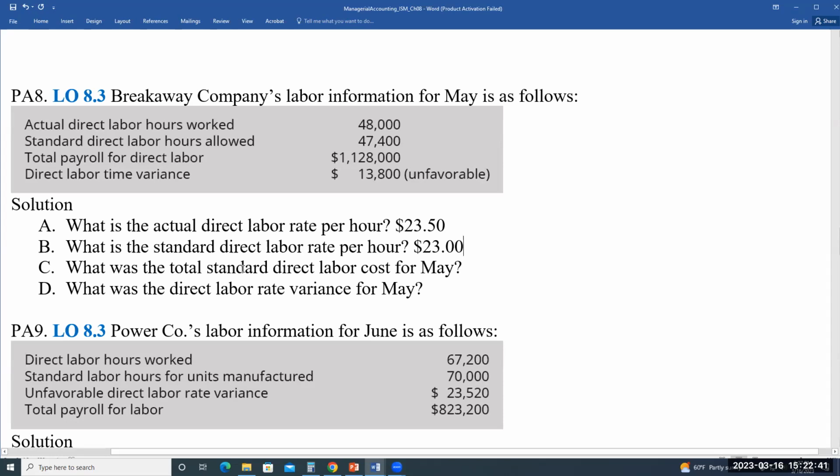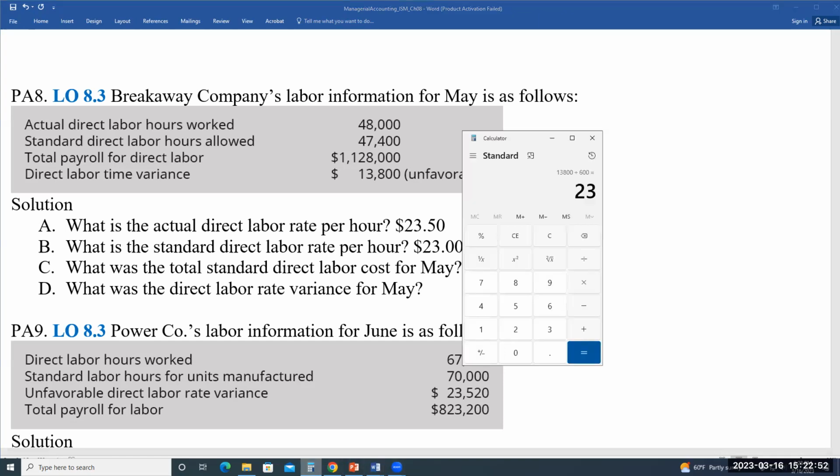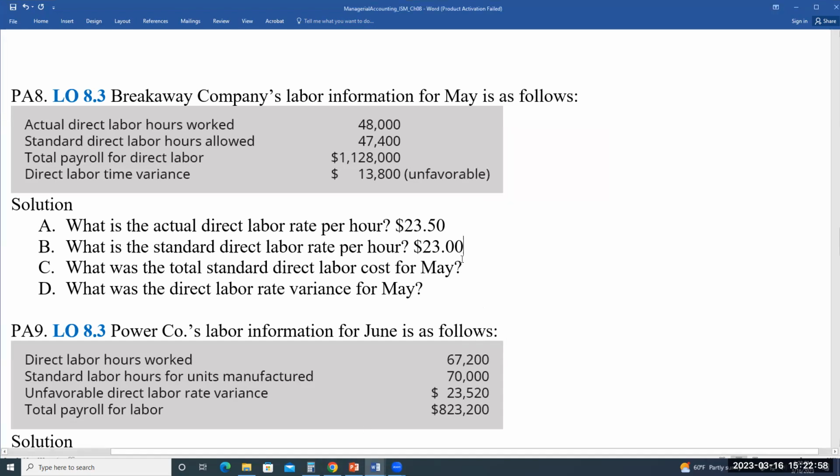Then we get standard direct labor cost for May, okay? Well, standard direct labor hours allowed times the standard cost should give us the right answer, 1,090,200. And what was the direct labor rate variance for May?